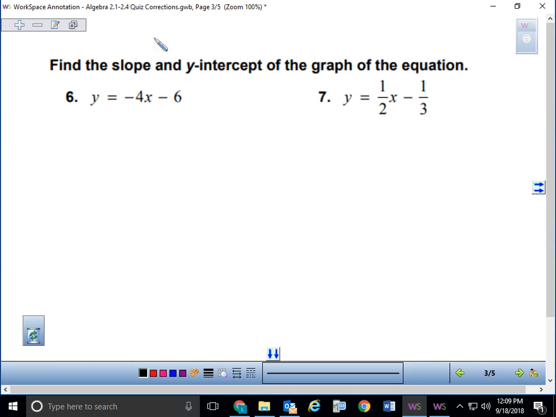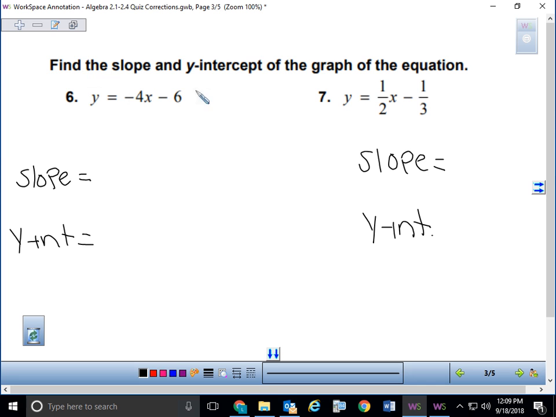Question 6 and 7. You did not need to graph. You just had to tell me what's your slope and what's your y-intercept based off of these equations. So I'm going to start by saying slope equals, y-intercept equals, for both the problems. In these equations, both 6 and 7, they're actually in slope-intercept form, where y equals mx plus b. M equals the slope, and b equals your y-intercept.